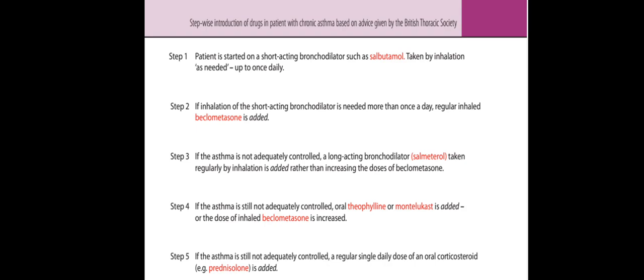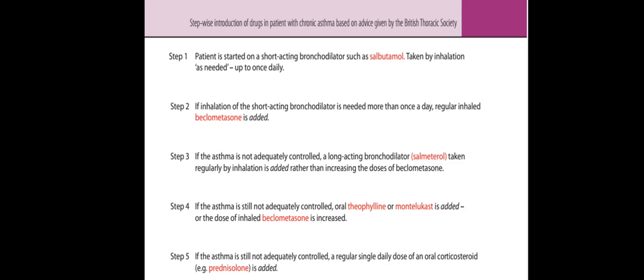The patient is started on a short-acting bronchodilator such as salbutamol, taken by inhalation. You've even seen the nebulizers, the devices someone puts on the nose and then inhales. So that one is done by inhalation. If inhalation of the short-acting bronchodilator is needed more than once a day, regularly inhaled beclomethasone is added.